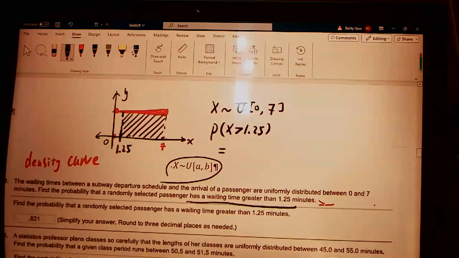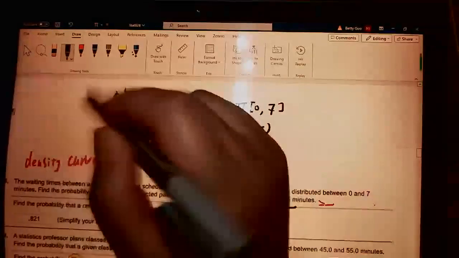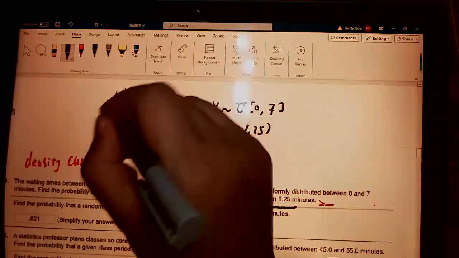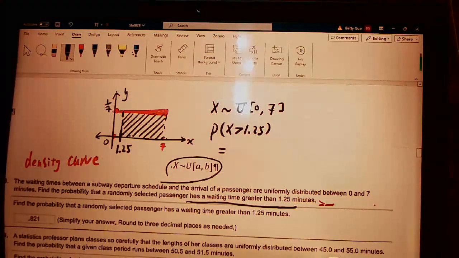Okay, then the probability problem becomes a geometry problem, right? Let's see, what is the area of the region? How do we find that? What is this height? This must be 1 over 7. We do need that information. That is 1 over 7.